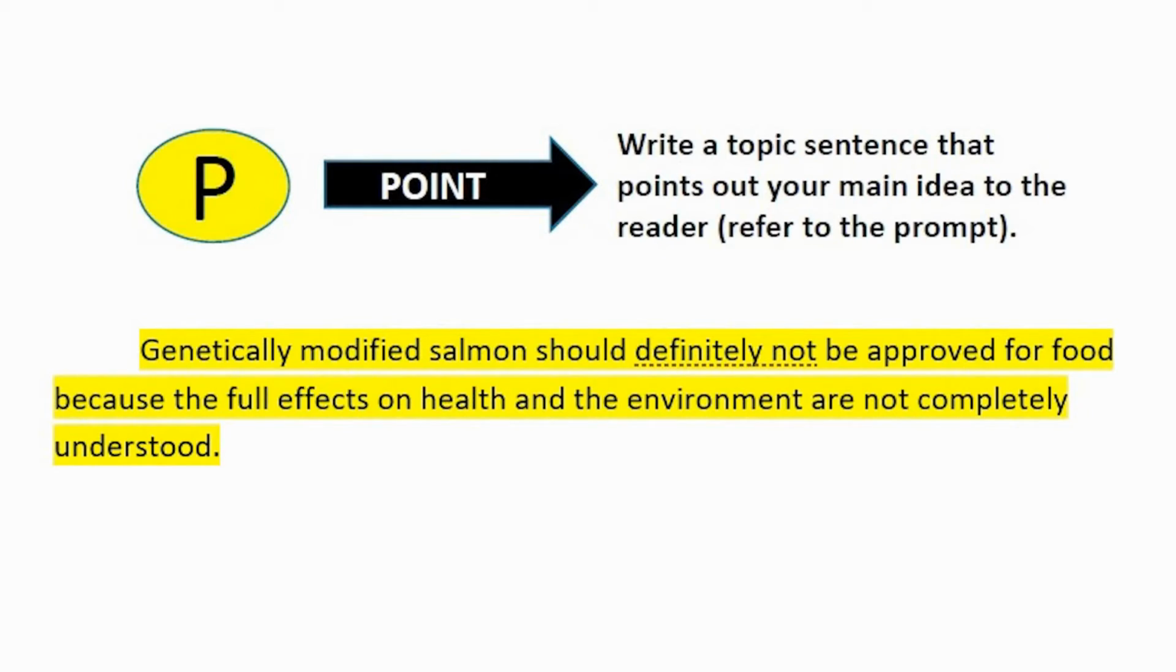So our point sentence that's going to answer that prompt directly: genetically modified salmon should definitely not be approved for food because the full effects on health and the environment are not completely understood. So that's our point, that's our topic, sets our paragraph on topic, and starts off with a good, strong topic sentence. So now it is your turn. You're going to indent and write your own topic point sentence, arguing that genetically modified salmon is okay. So consider what we've read in the article and just give us one sentence that states that. To get your P, point sentence done, we'll give you 2 minutes. Maybe it's okay. These are some big salmon. I like salmon.